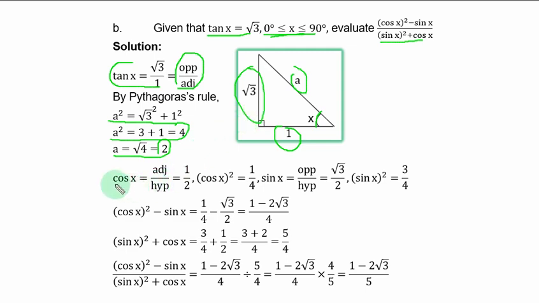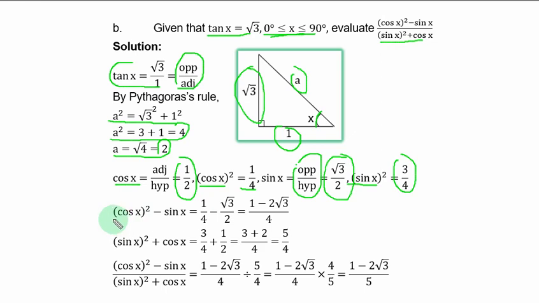So let's get cos S. Cos S is adjacent over hypotenuse, that is 1 over 2. Let's get cos S all squared. If you square 1 over 2, you have 1 over 4. Let's get sin S, opposite over hypotenuse, that is root 3 over 2. Let's get sin S all squared. If you square this result, you have 3 over 4.